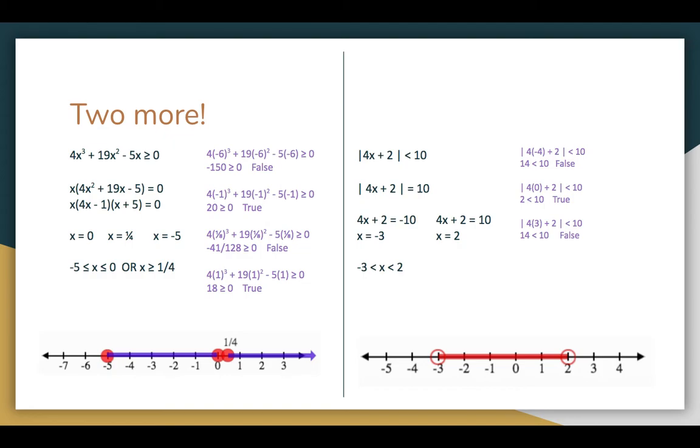So what I ended up with is that interval 2 between -5 and 0 was true, and interval 4, greater than or equal to 1/4, was true. So that's where my two sets of solutions come from. It's between -5 and 0 or greater than or equal to 1/4. So you can see, again, interval testing was really important here to know which way everything goes.